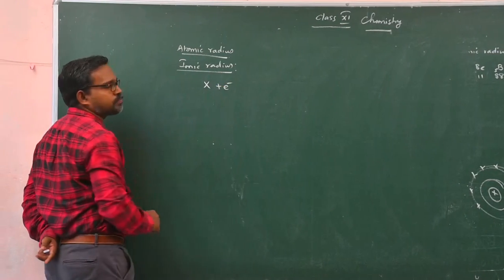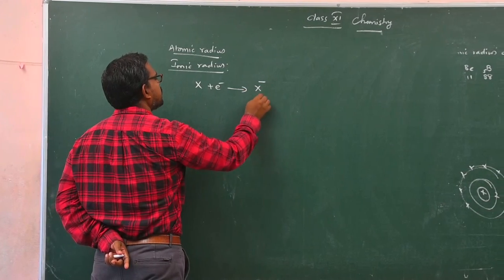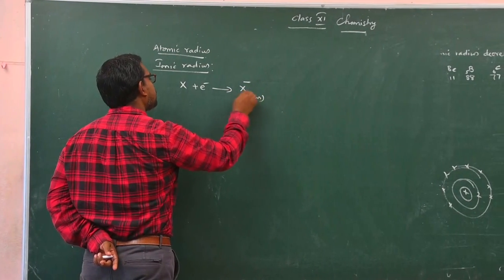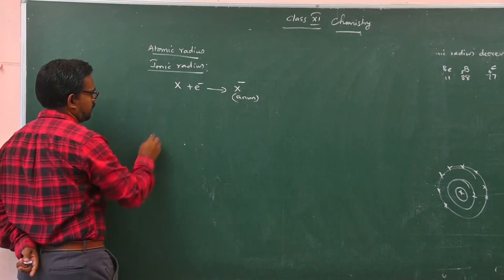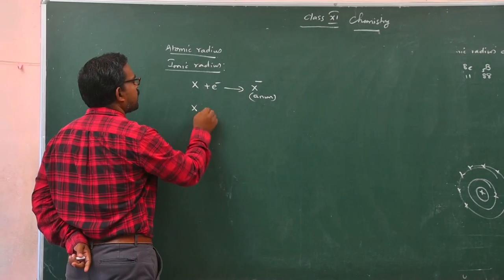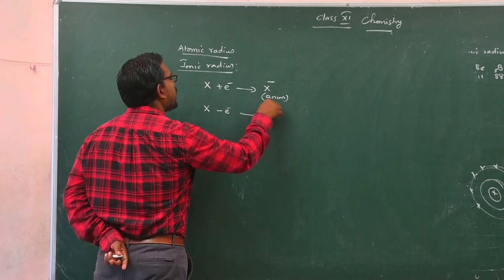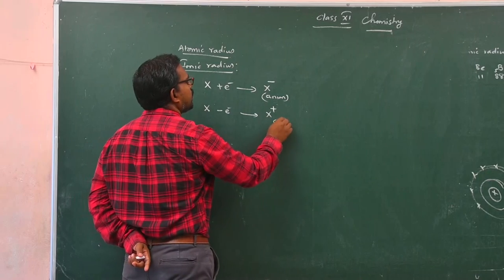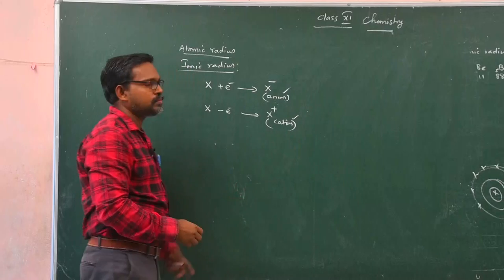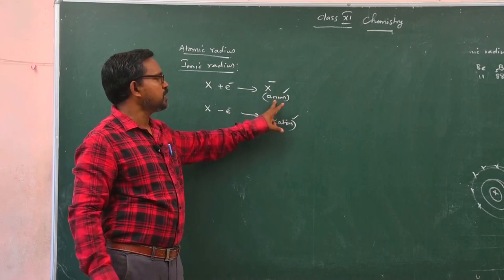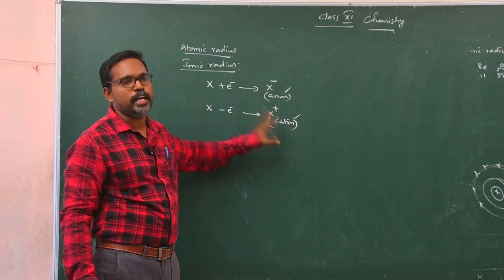Accept the electron to form X minus. This is an anion. Ions with negative charge are called anions. X is an atom. Lose an electron, it gives X plus, that is a cation. Negatively charged species is called an anion, positively charged species is called a cation.